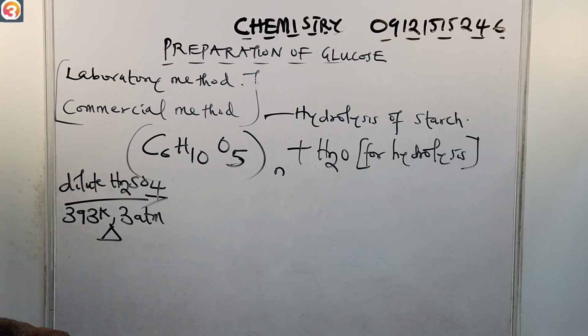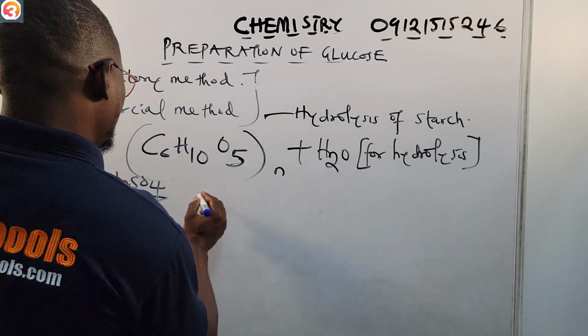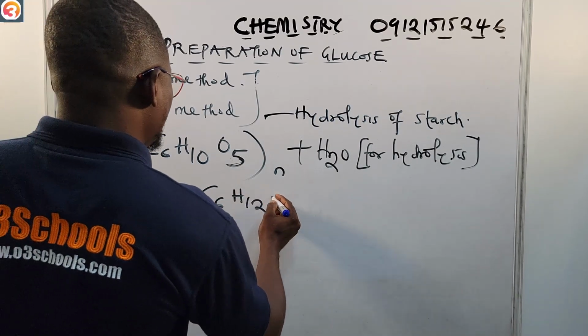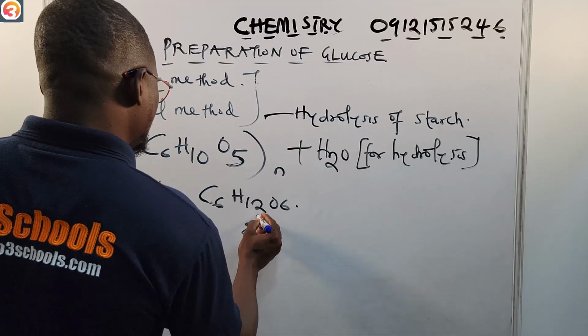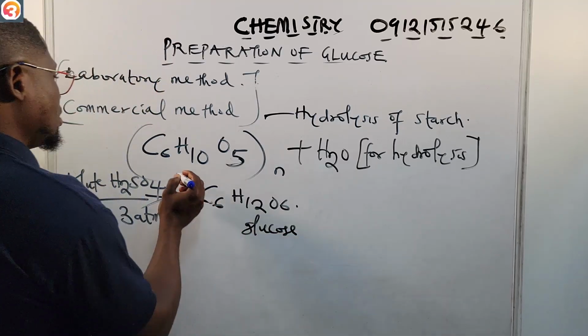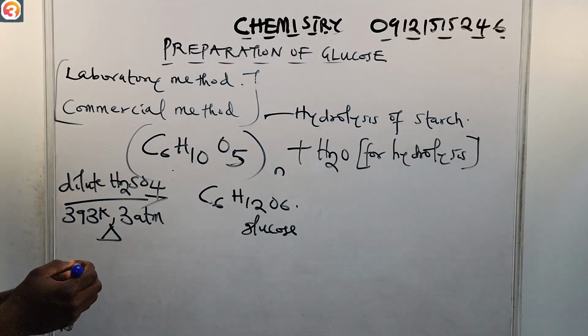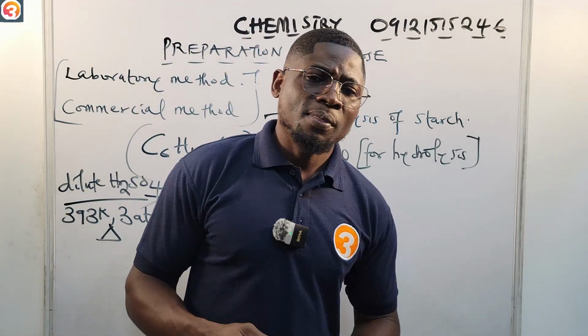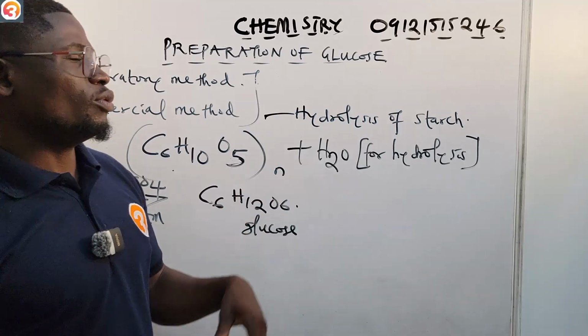So what will this give us? This will give us our glucose, C6H12O6. This one is our starch, the general formula for our starch, and this is our glucose. So these are the two ways we can use in preparing our glucose.